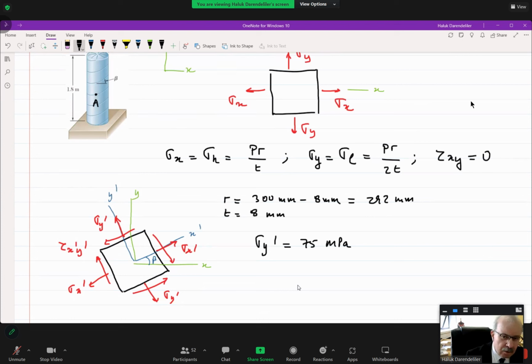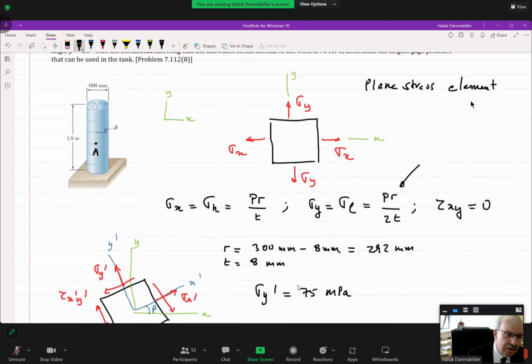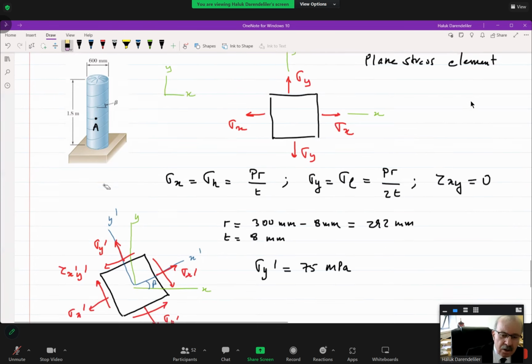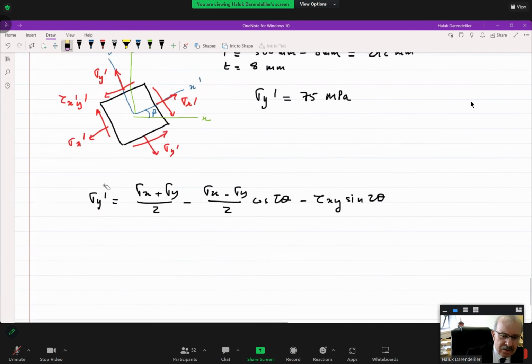In our book, this R refers to the inner diameter of the pressure vessel. Since outer diameter is 600 millimeters, it means that the outer radius is 300 millimeters. We are subtracting the thickness from that to obtain the R, which is the inner diameter of the pressure vessel actually. So we know everything in this problem except P.